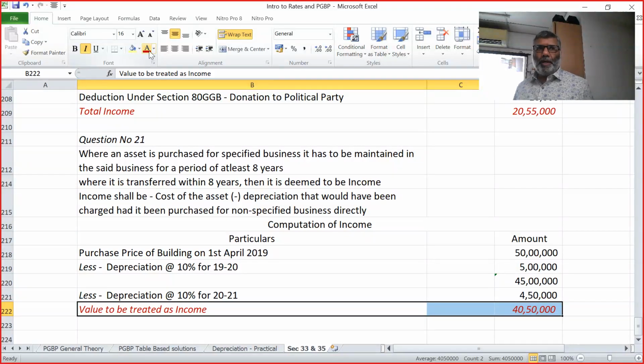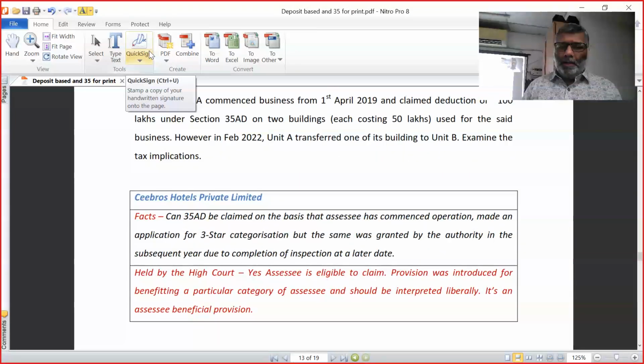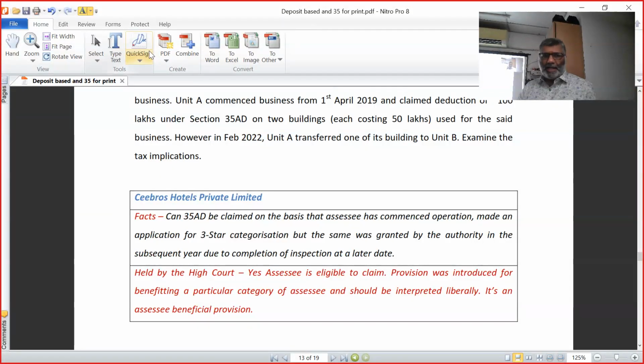So this is 35 AD inter-unit transfer of assets. This is one question, one case law in 35 AD, which is about approval. I started constructing the hotel or whatever. I started incurring the capital expenditure, but I got the approval later. Can the expenditure before approval also be claimed?